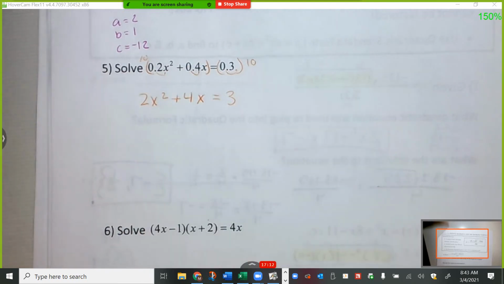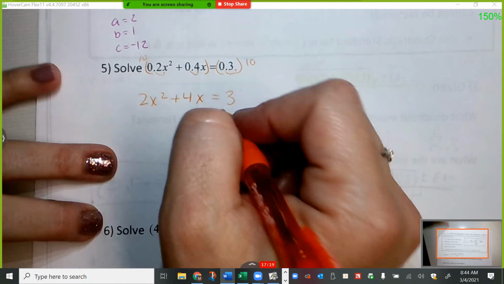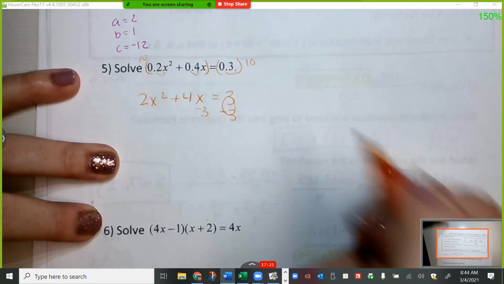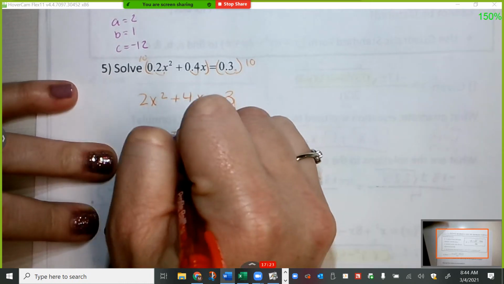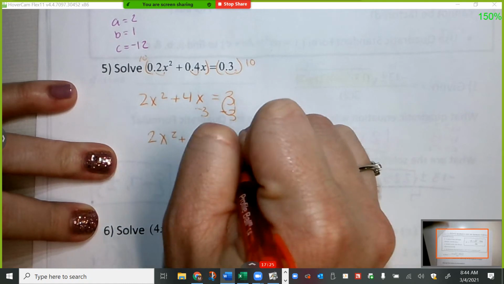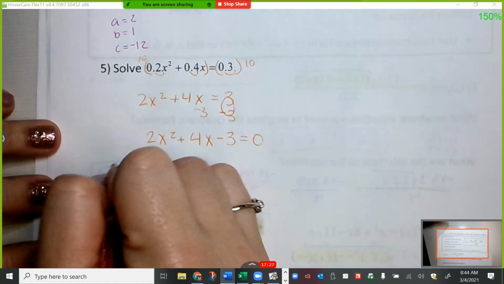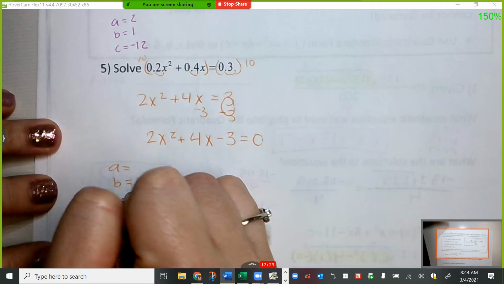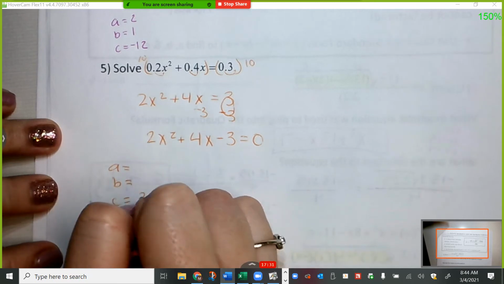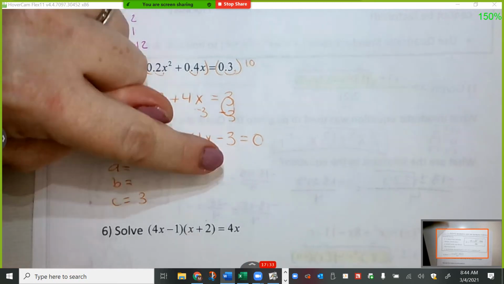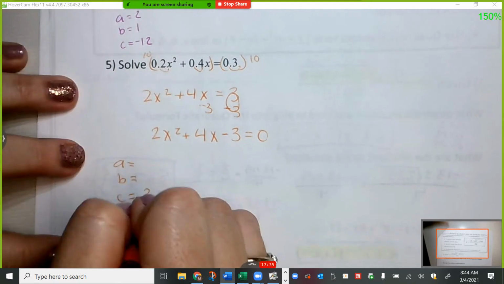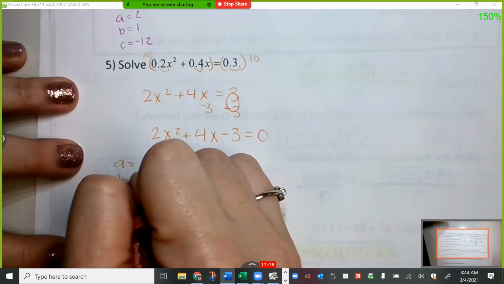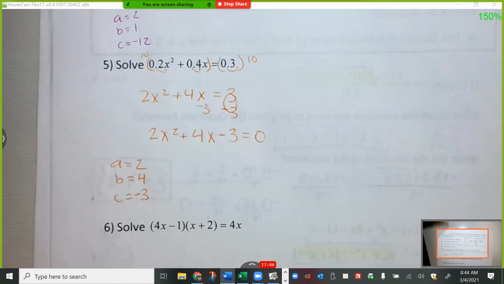Now is it ready? No, what do I still need to do? I need to subtract 3 from both sides. And one thing I want y'all to realize is that's a super important step, because I notice a lot that when kids don't do it, they would have put A equals, B equals, C equals, and they would have put a positive 3 for C. But technically, is it a positive 3? No, it should be negative. So don't skip that step, even though it seems a little tedious, because it is super important.